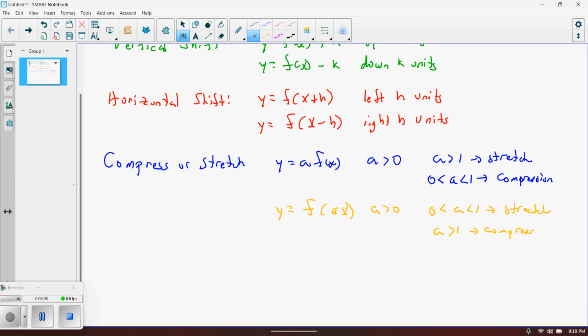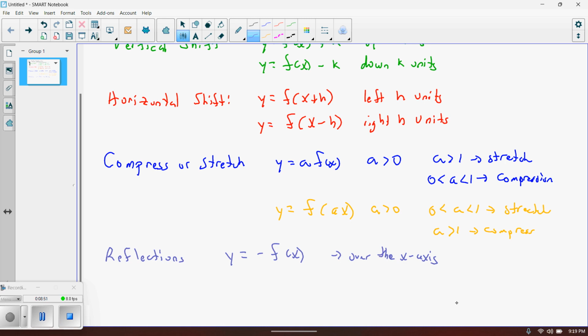All right, and then there are a couple of other transformations here that we're going to talk about, and these are reflections. You can reflect things in two different manners: over the x-axis or over the y-axis. A reflection over the x-axis would be something like y equals the negative of your original function. So that would actually reflect something over the x-axis.